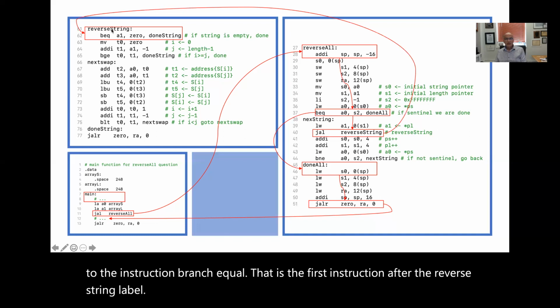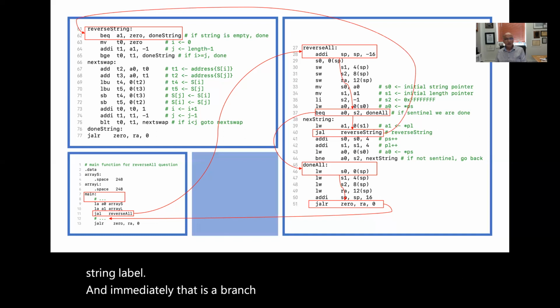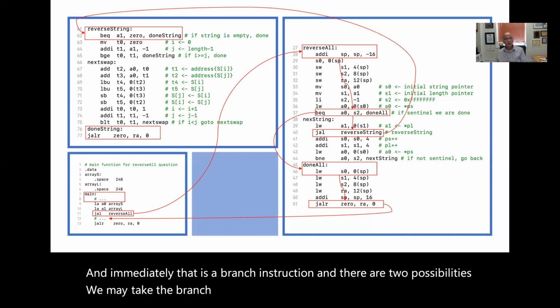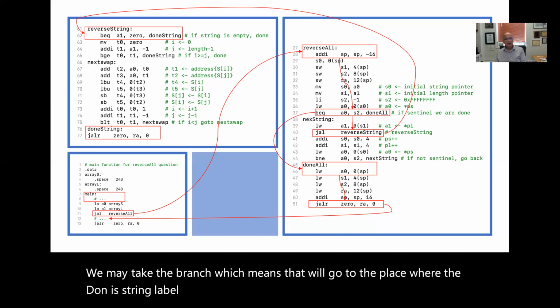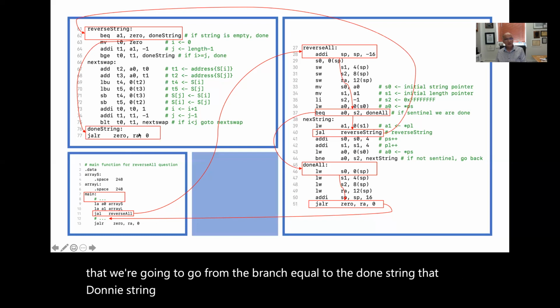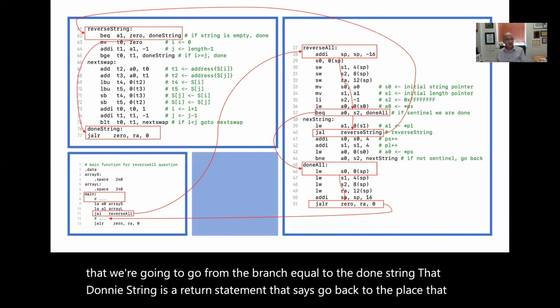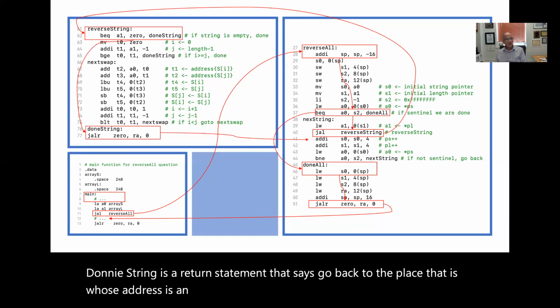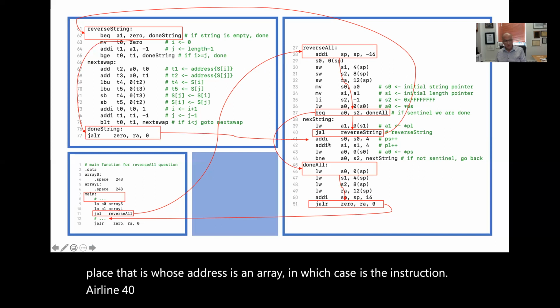And immediately that is a branch instruction, and there are two possibilities. We may take the branch, which means that we'll go to the place where the done string label is. If you analyze that path first, it means that we're going to go from the branch equal to the done string. The done string is a return statement that says, go back to the place whose address is in ra, in which case it is the instruction at line 41, right below the function call.